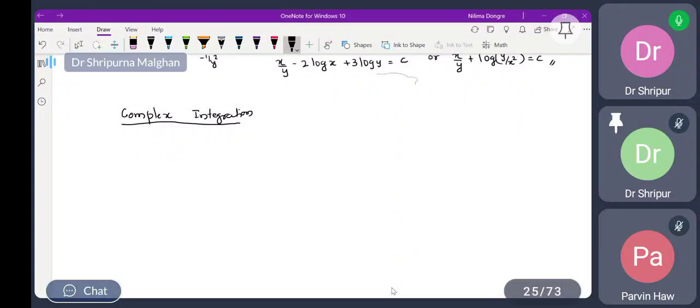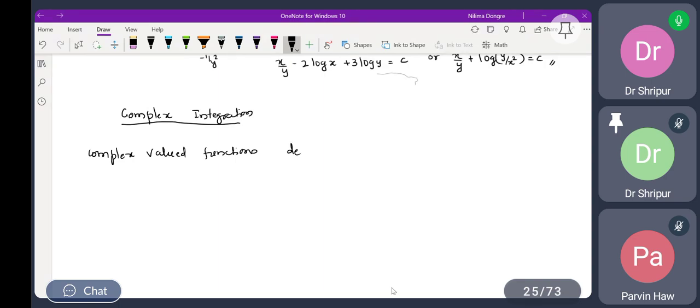Okay, so right now here we study integration of complex valued functions defined along curves in the complex plane.